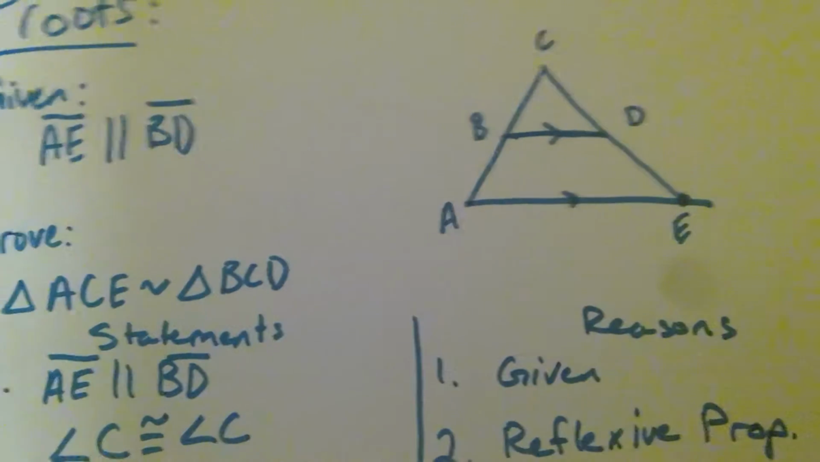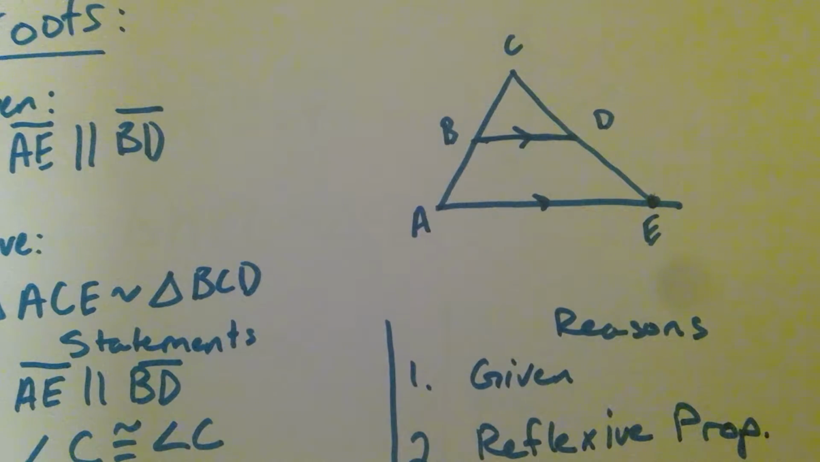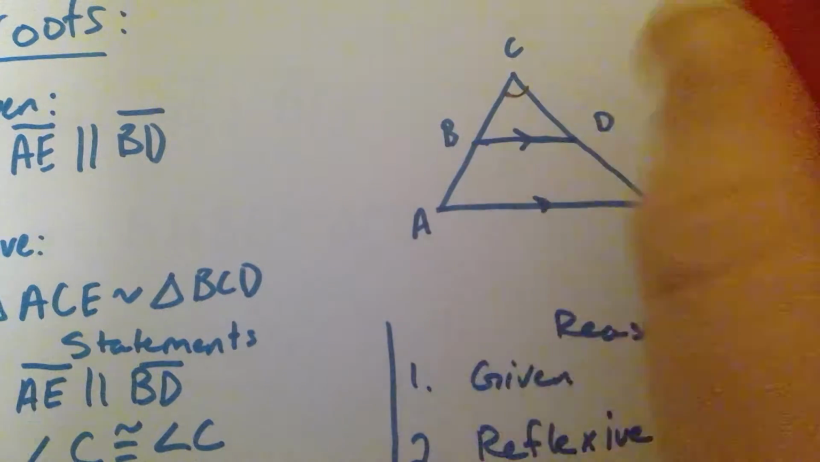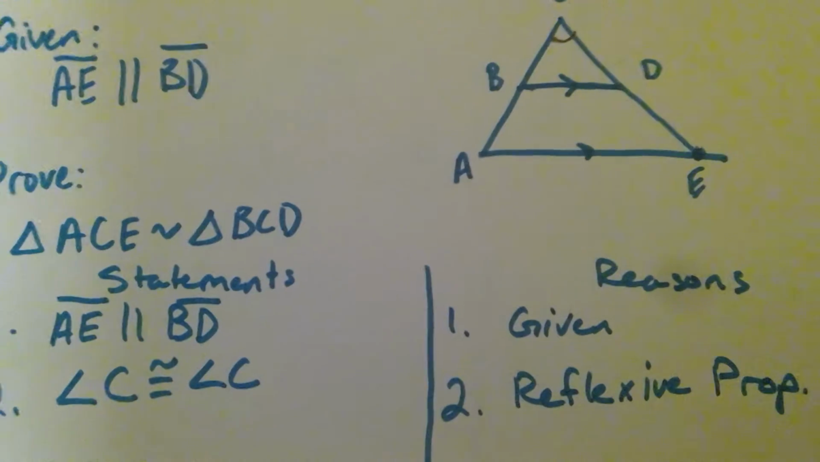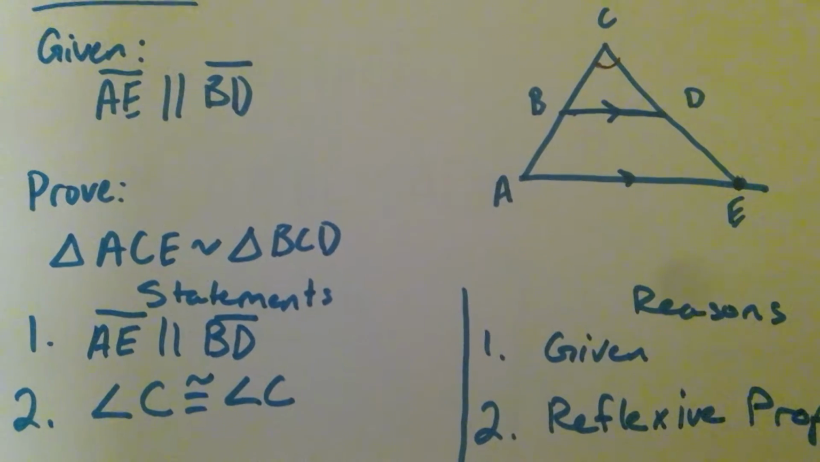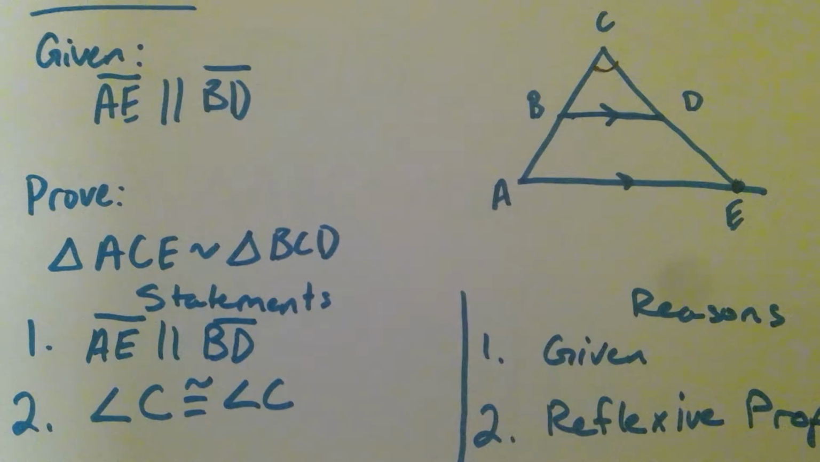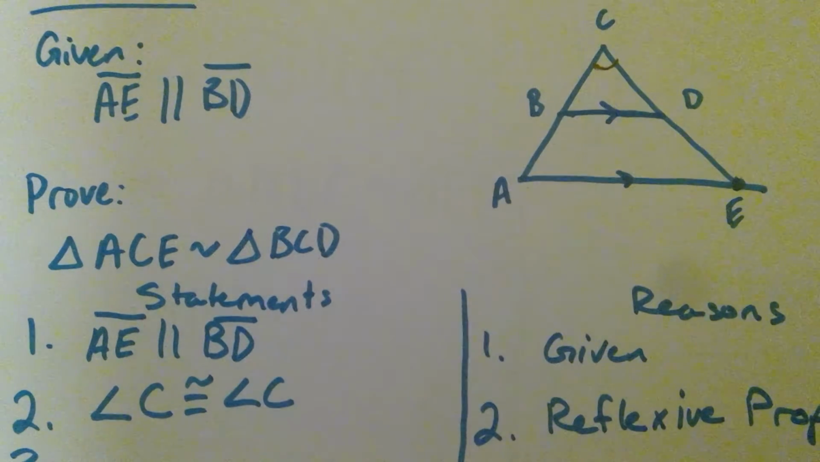Now I'm going to go ahead and label that on our diagram just to make sure that we see that we called it that. So there's our angle right there. So we've got angle C congruent to angle C. That one is good to go right now. Now let's go to statement 3.